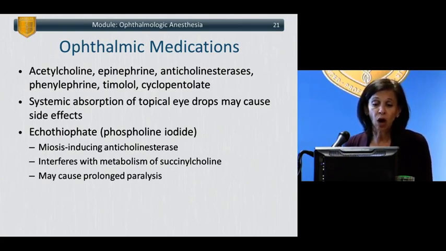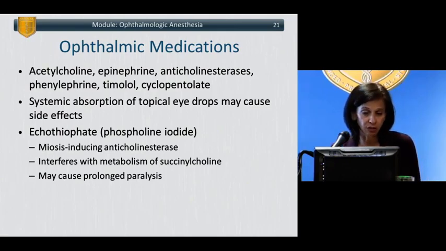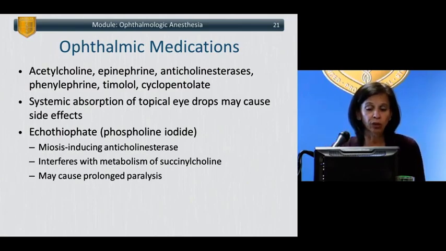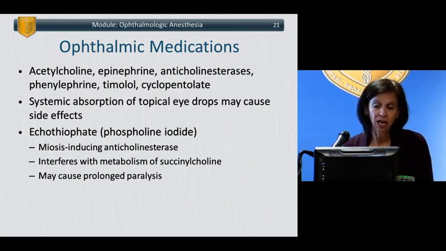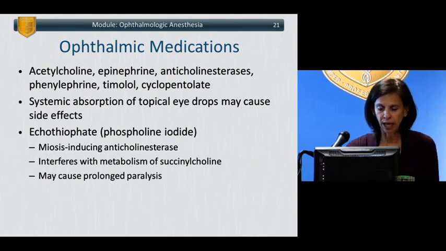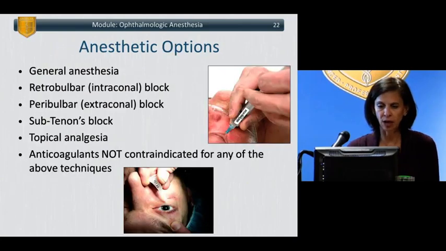But these drugs are absorbed systemically, and in some individuals, they can cause side effects and they can interfere with other drugs. The most important drug you probably should know about is a drug called ecothiopate. It's phospholine iodine. It's a miosis-inducing anticholinesterase. It can be absorbed in significant enough doses that it can interfere with the metabolism of succinylcholine and may cause prolonged paralysis. So I don't know how else to have you do this, so just remember ecothiopate interferes with the metabolism of succinylcholine and may cause prolonged paralysis. So that has definitely been asked on the boards.